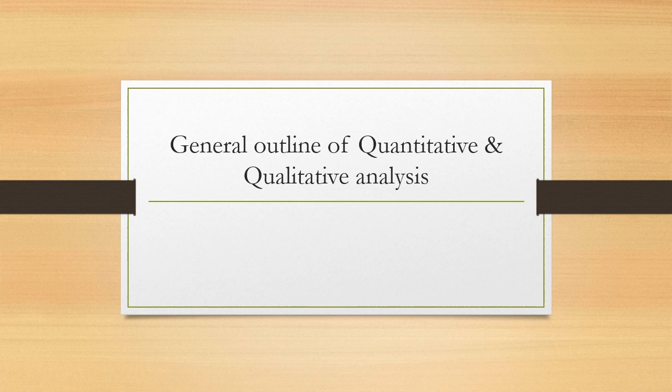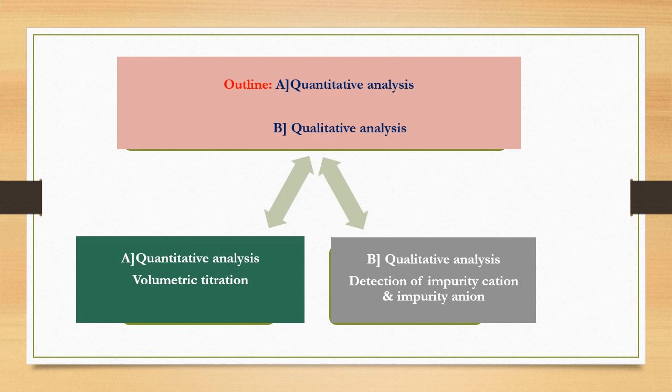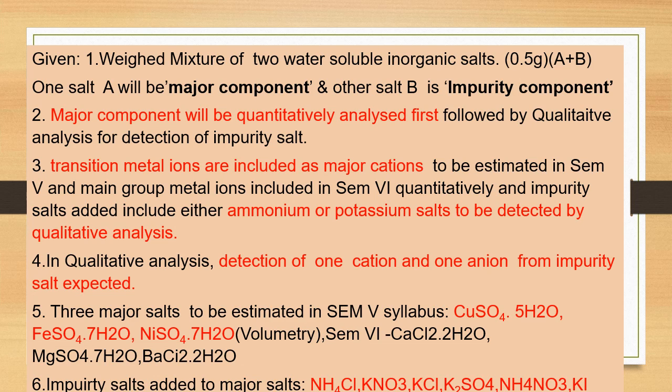So here we end with the preparation part, and the second set of experiment is the general outline of quantitative and qualitative analysis. Quantitative and qualitative analysis is again divided into two parts. In quantitative analysis, we are following the volumetric titration method. In qualitative analysis, it is a detection of impurity cation and impurity anion from the structure.